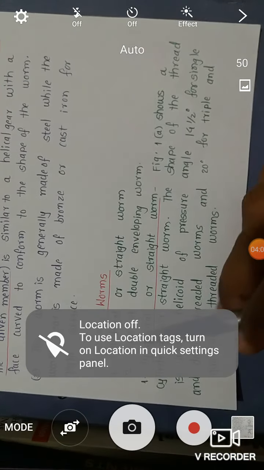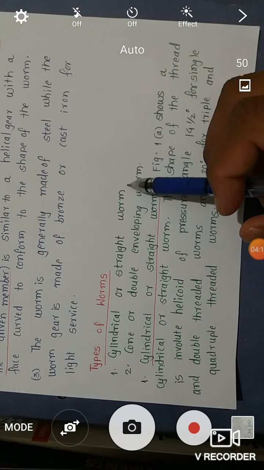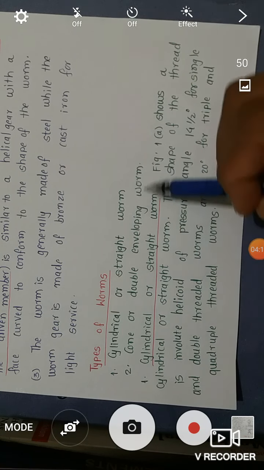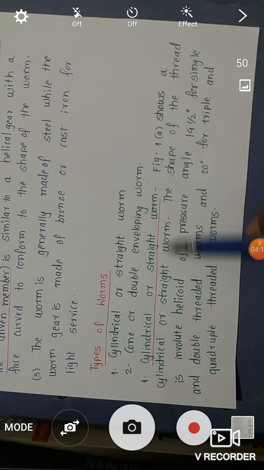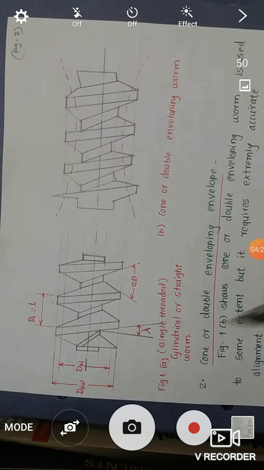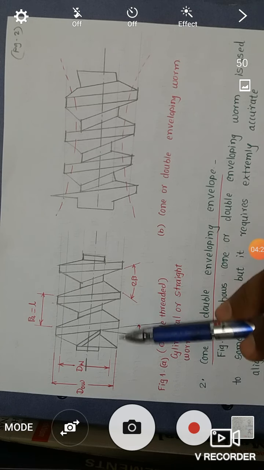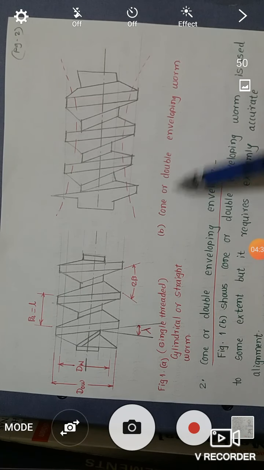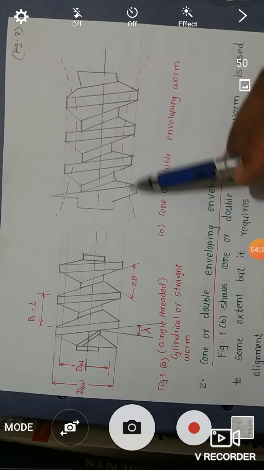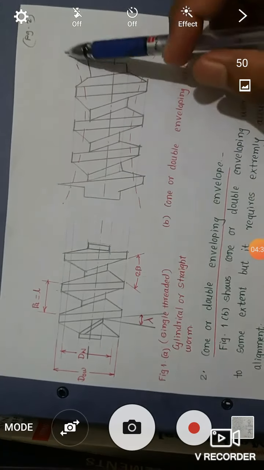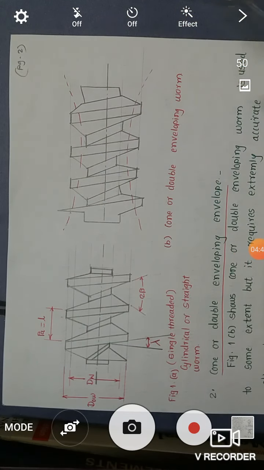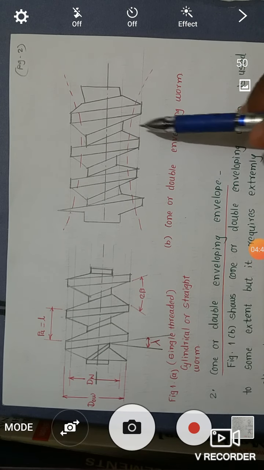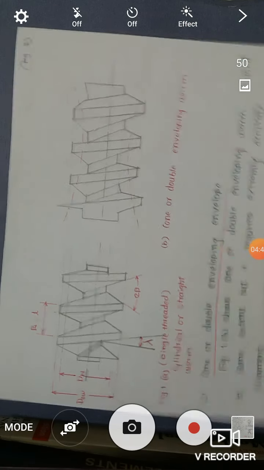Now if we see the types of worms, cylindrical or straight worm is there, and the second type is cone or double enveloping worm. If we see the cylindrical or straight worm as shown in the figure, this figure 1a shows the cylindrical or straight worm. This is the straight worm, and the second type, that is cone or double enveloping worm, has a curved type of shape. So this is the cone or double enveloping type of worm. So this is the second type of worm.